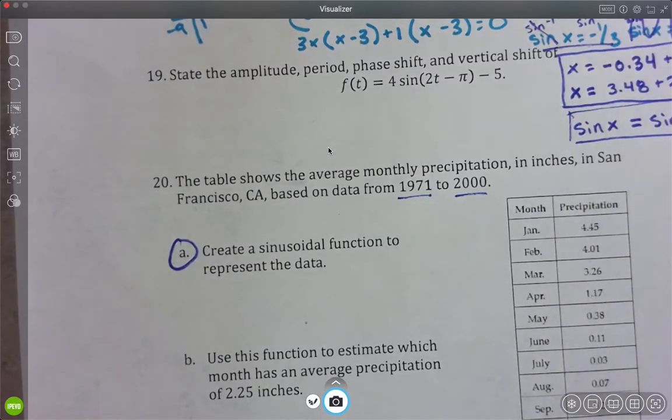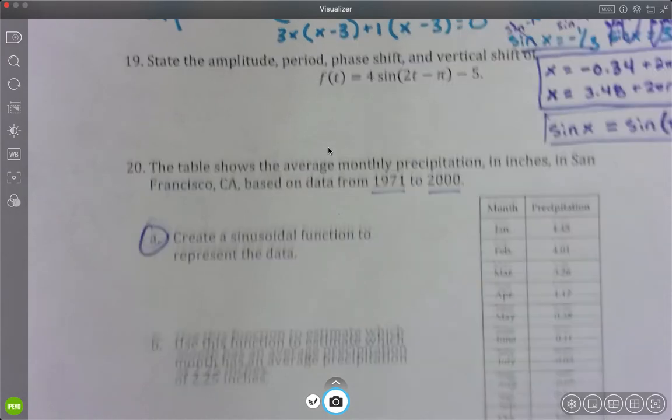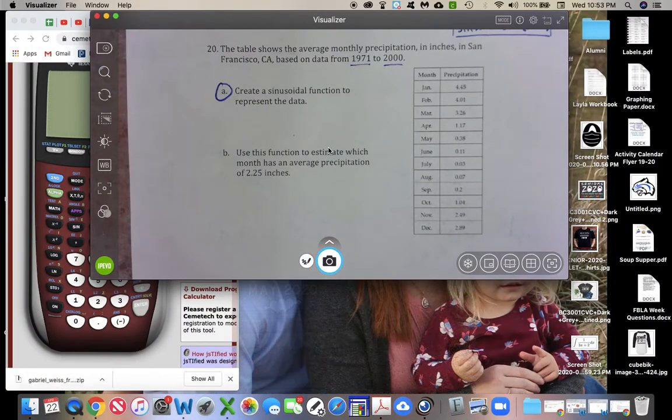So they took data over that many years, 29 years, whatever that is, and put it in a table for us and took the average. Okay, so create a sinusoidal function to represent this data. All right, so I'm going to have a calculator do this for me.